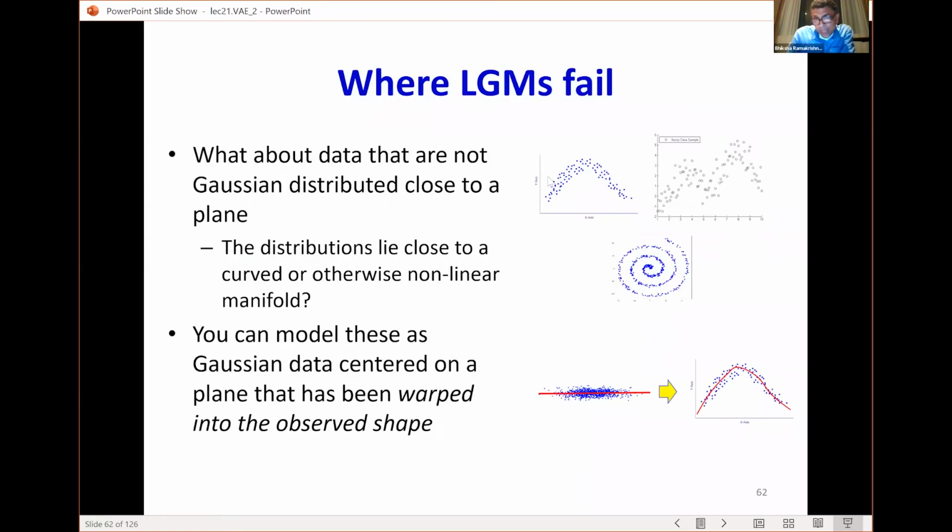But then what happens if you have data which have a distribution of this kind? They are not close to a hyperplane. They are close to some nonlinear manifold, like this guy or this one, right? How do we model these? Here's what I can do. I can model this distribution as maybe Gaussian, but then it's not Gaussian on a plane, it's Gaussian on a curved manifold. So you can model this as Gaussian data on a plane where the plane has now been warped to give you the new distribution. Is this making sense?